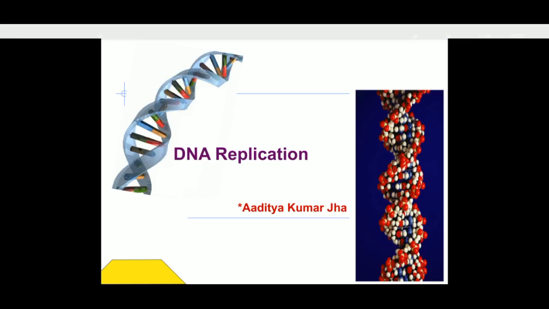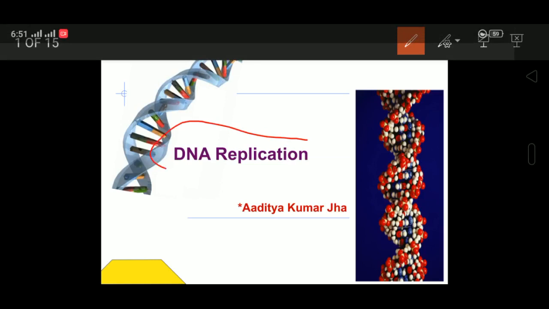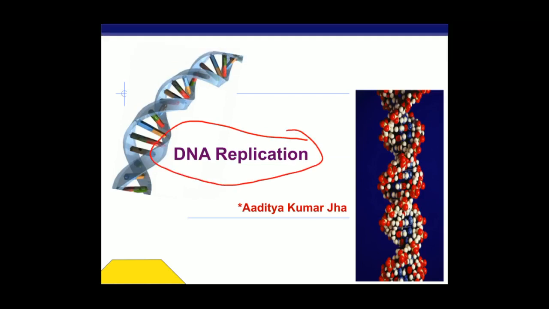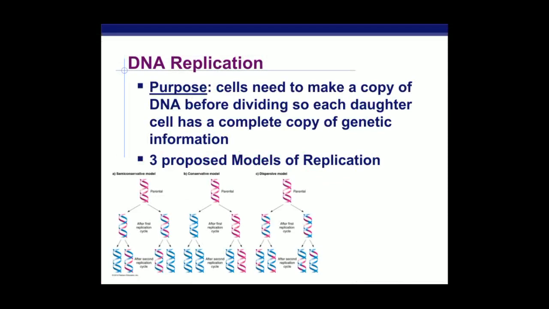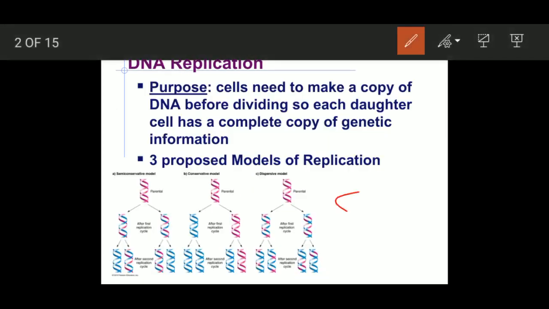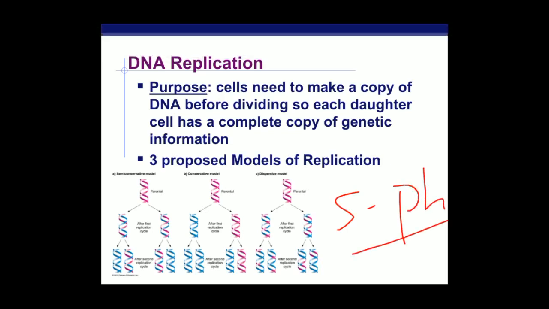So let's begin now. DNA replication is nothing but a process by which the DNA makes a copy of itself, right? So this is the process of DNA replication. Now, what is the purpose of DNA replication? The cell needs to make a copy of DNA before dividing, so each daughter cell has a complete copy of genetic information. And this mainly takes place in the S phase of the cell cycle.